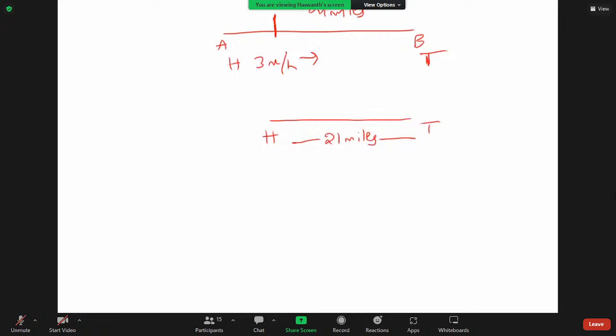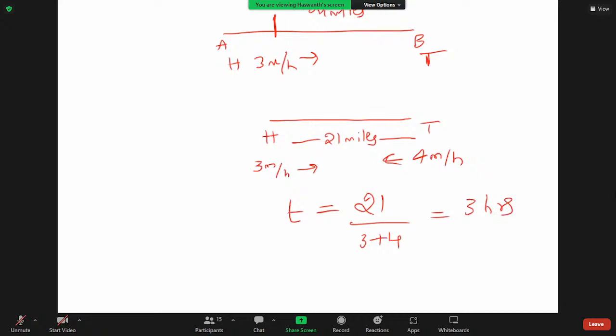And Harry is walking towards Tom at a speed of 3 miles per hour. Tom is walking towards Harry at a speed of 4 miles per hour. Time taken for persons to meet when they are moving in opposite direction is distance between them, distance 21 miles, by sum of their speeds. Sum is 3 plus 4, 7. 21 by 7, 3 hours.